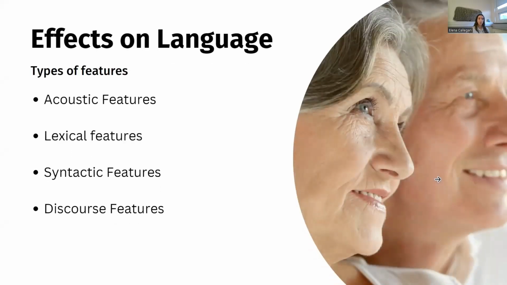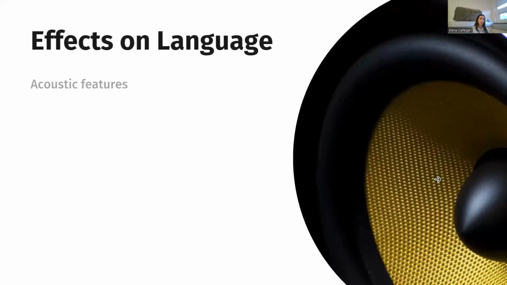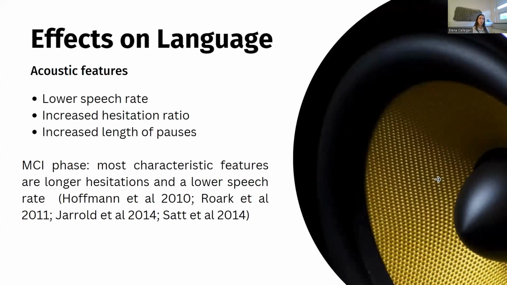Again, we're going to be looking at acoustic features versus lexical features versus syntactic features and discourse features. Starting with acoustic features. Acoustic features, we'll see, are some of the most promising features that you can look at when you're trying to diagnose Alzheimer's disease. Acoustic features refer to the acoustic quality of the speech that you produce. And with Alzheimer's disease, we see three main things that pertain to the acoustic quality of the language that you produce. First of all, individuals with Alzheimer's disease speak much more slowly.